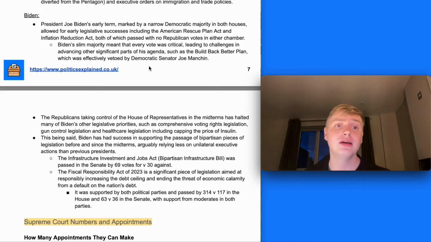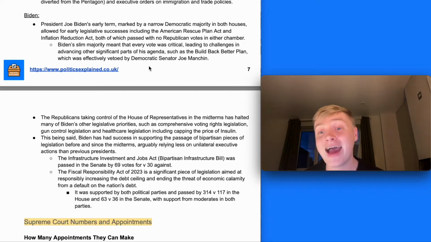In terms of Biden, Biden's early term was marked by a narrow Democratic majority in both houses. This allowed for early legislative success because the party was able to unite behind a number of policies, even if Republicans didn't vote for them. This can be seen in the American Rescue Plan Act and the Inflation Reduction Act, both of which passed with no Republican votes in either chamber.